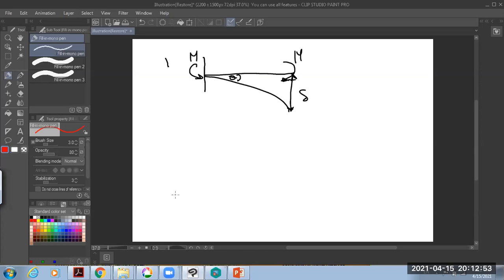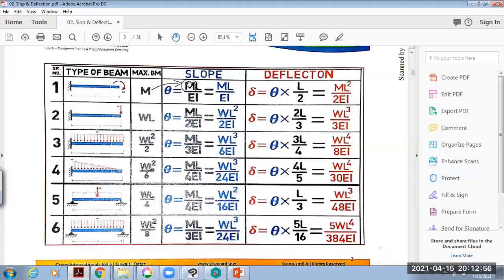If you go to our slides, you will find the slope is a function of M. As M increases, and as the length of the cantilever increases, the slope will increase. To resist and reduce the slope, you are going to increase EI. What is the meaning of EI? E is the modulus of elasticity, and I is the moment of inertia.